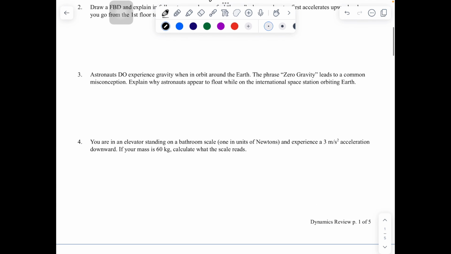And before moving on, this last sentence explains why astronauts appear to float while the International Space Station orbits Earth. Well, they appear to float because they are moving with the space station. The space station is also orbiting Earth. It's in this constant state of perpetually falling around the Earth, just like the astronauts are. So, when the astronaut is moving at the same rate and in the same direction that the space station is, it looks like they're not moving at all.